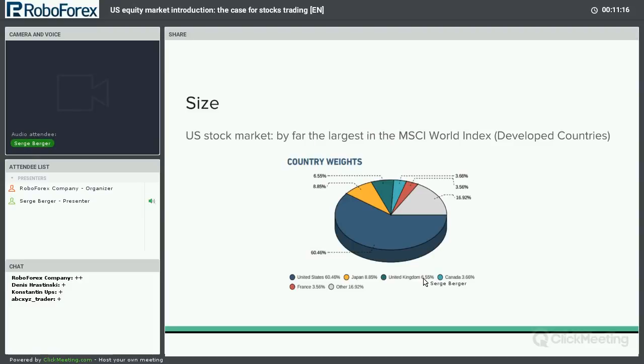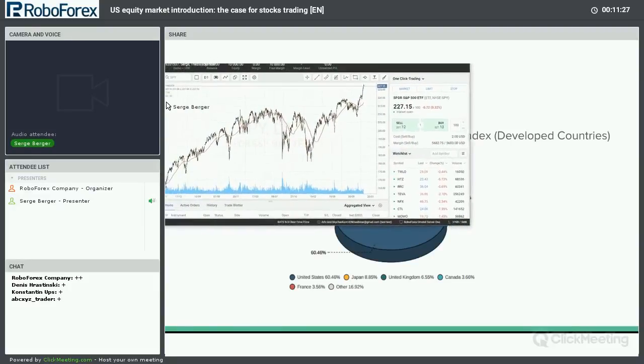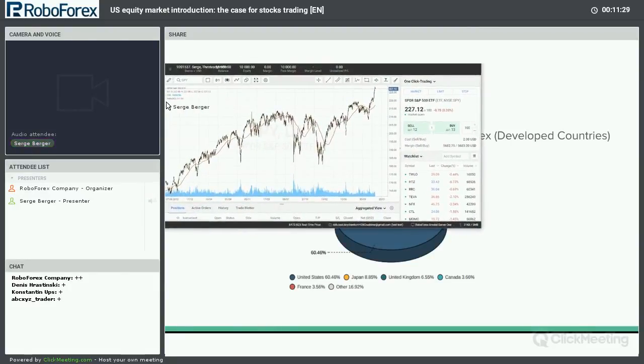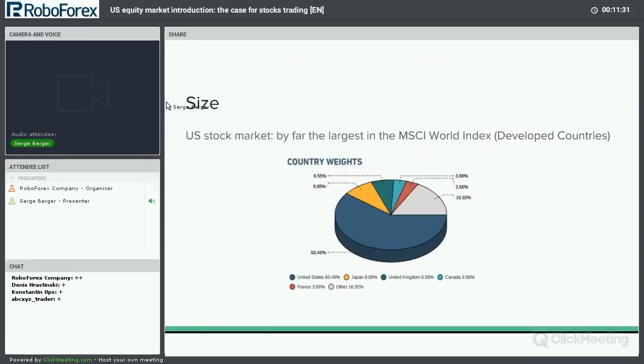Okay, so that statistic alone really is a reason that if you are going to be interested in trading U.S. stocks, using the Roboforex platform that again I'll show to you guys in just a little bit, it makes a lot of sense to trade U.S. stocks just because of the statistics alone.